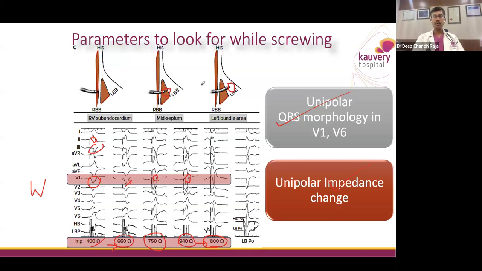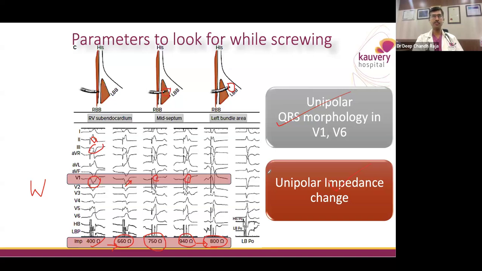The points that we look for very carefully to see that we don't get past the interventricular septum into the left ventricular cavity are, number one, a drop in impedance, as shown here. When you start getting a drop in impedance, which means a part of the screw is already past the left ventricular endocardium, that's when I would prefer to stop. If I don't get a right bundle branch block morphology by then, I need to reposition the lead and take it to a different location.